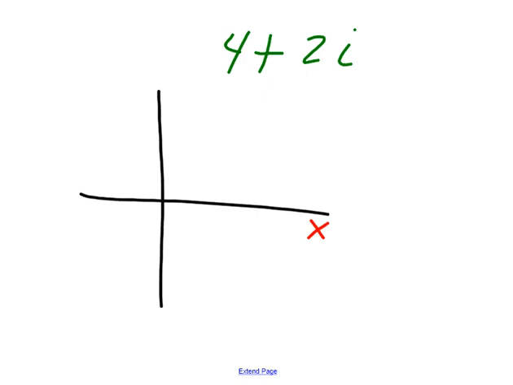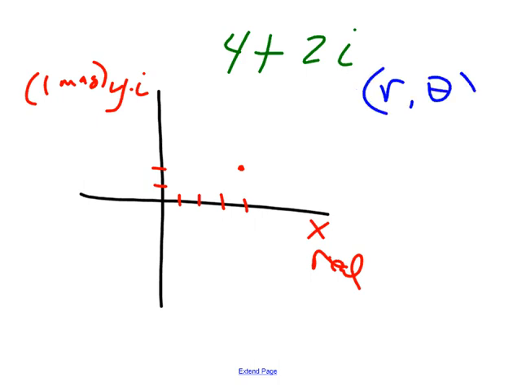X, Y, i. Real, imaginary. Where's over 4 and up 2? Dot. Remember, it's a dot that we're graphing. It's not a triangle. Now, the triangle kind of helps me to figure out the polar version of this. All right, to write this in polar, I need an r and a theta. So, what's my r, my radius, that number?